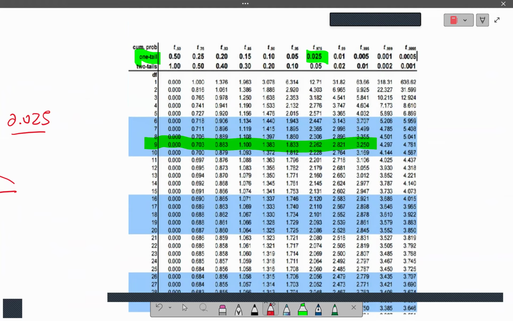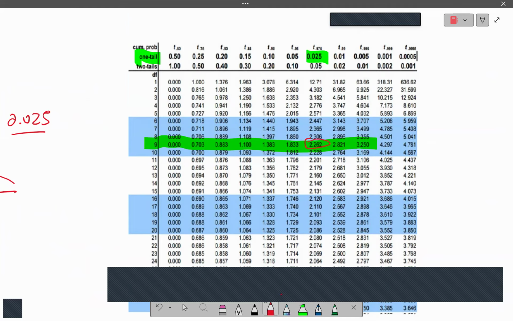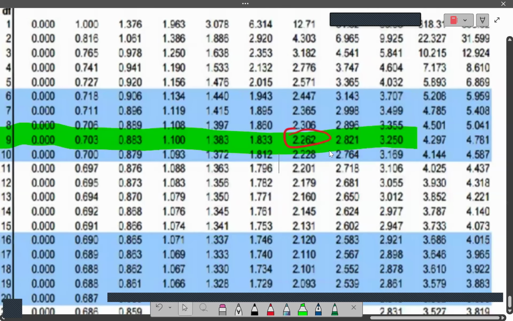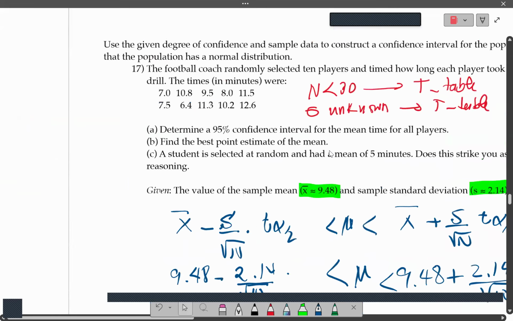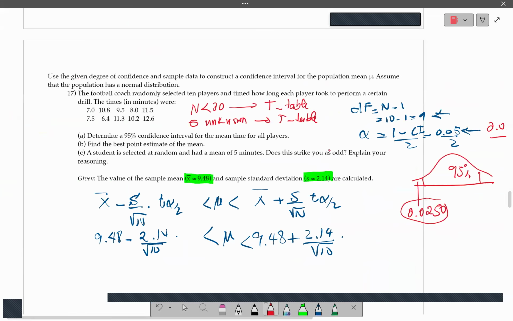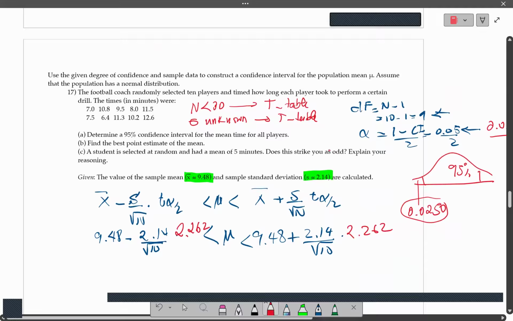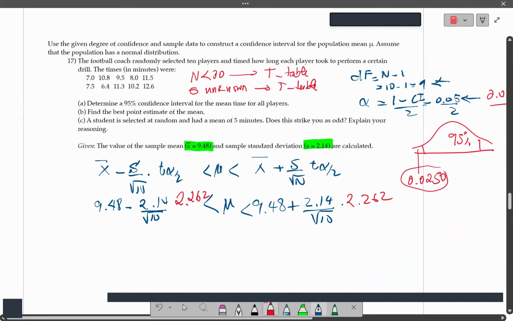The number you're going to be looking for is 2.262. We got it? And that's it. That's what you're going to do. Here you're going to put 2.262 and here 2.262. You do the calculation and that's going to be your confidence interval. That's A.